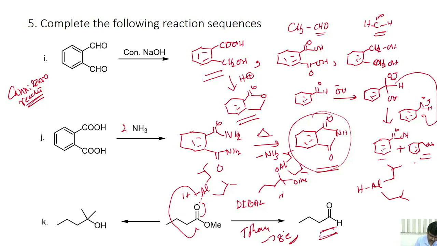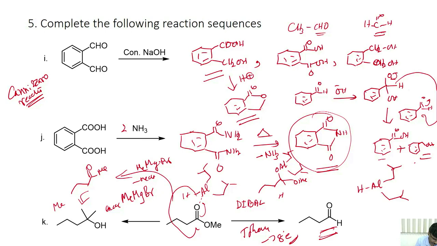Ester can be reacted with Grignard reagent. Here, when you react with excess methyl magnesium bromide, two equivalents of methyl magnesium bromide, it can convert into tertiary alcohol. First, the Grignard reagent undergoes reaction to give ketone as the product. Once you form this, it can react with another equivalent of methyl magnesium bromide to give the tertiary alcohol as the product.